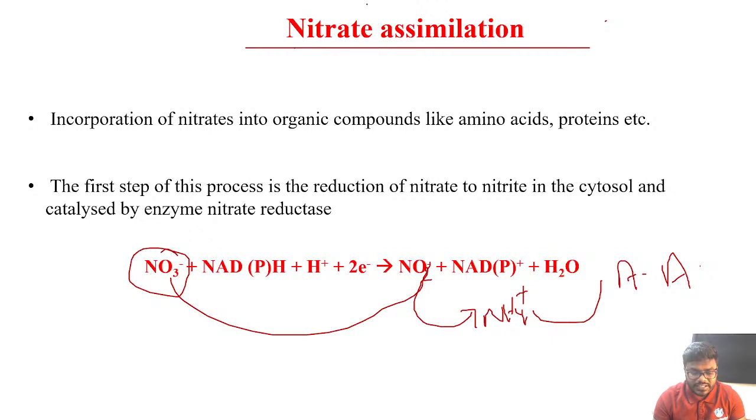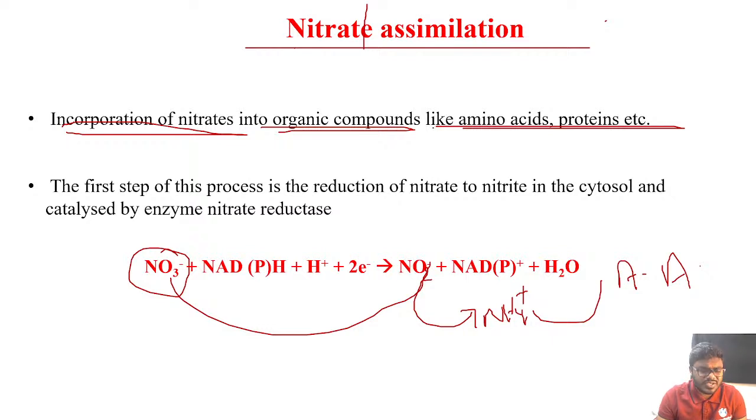What is assimilation? I said it to all of you. Assimilation is what? Utilizing, incorporating in the body. Okay, pay attention everyone. Nitrate assimilation is the incorporation of the nitrates into organic compounds like amino acid and protein. Friends, there is a lot of information to be remembered. Be patient. See, here what am I reducing? I am reducing, friends, listen to me carefully, I am reducing NO3 to NO2.